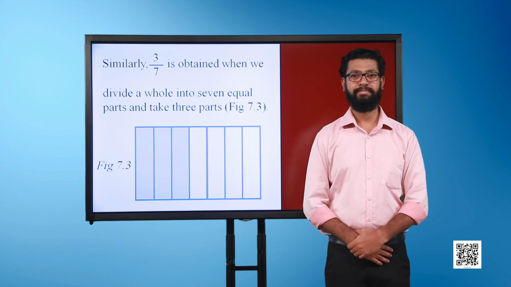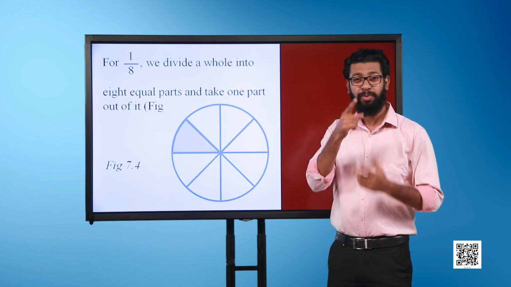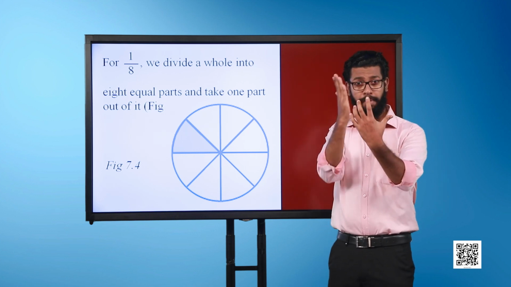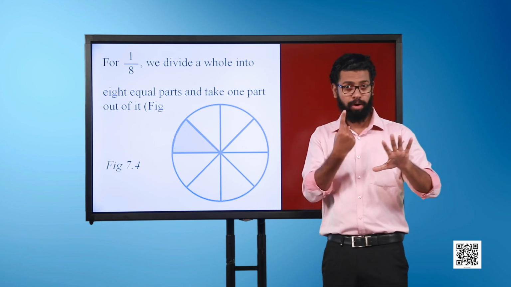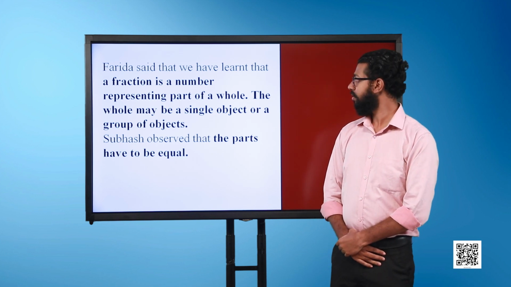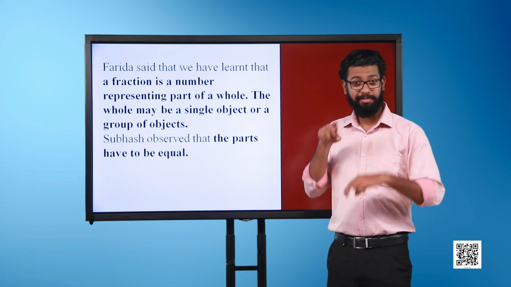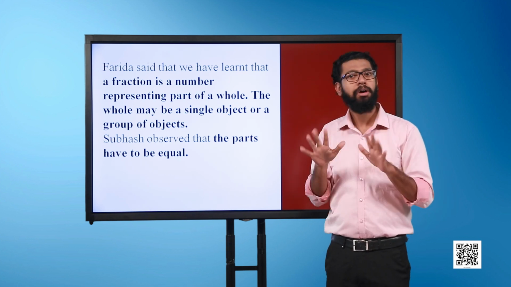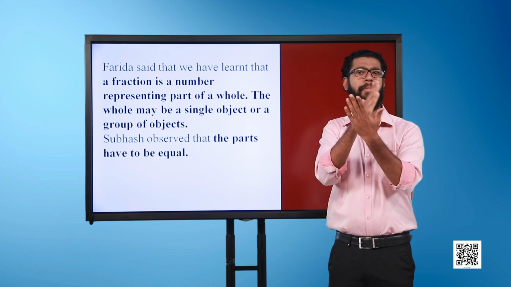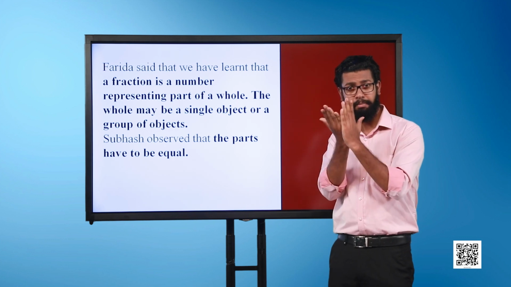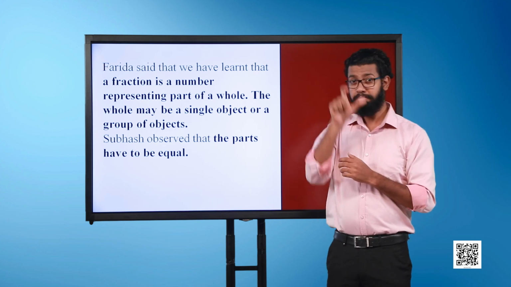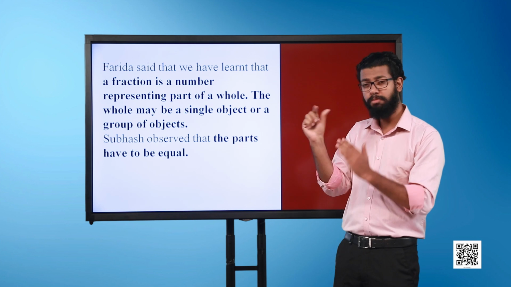Figure 7.3. For 1 upon 8, we divide a whole into 8 equal parts and take 1 part out of it. Figure 7.4. Farida said that we have learnt that a fraction is a number representing part of a whole. The whole may be a single object or a group of objects. Subhash observed that the parts have to be equal.